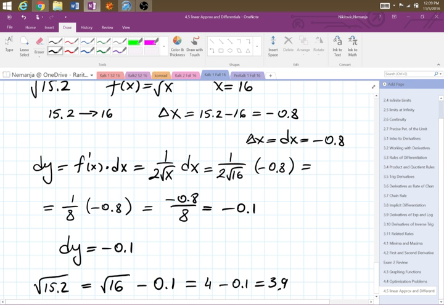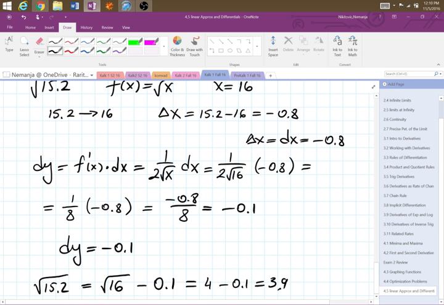Differential formula is something that you must memorize. You saw it's very easy to derive. You find the derivative of the function times dx. We have dx as negative 0.8. Plug everything in. Easy value we are computing is 16. Compute, negative 0.1. So now we know that the change in y is approximated by negative 0.1.